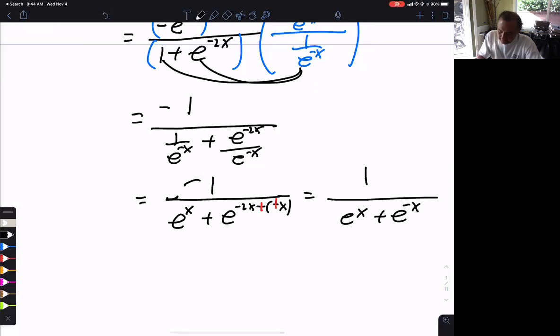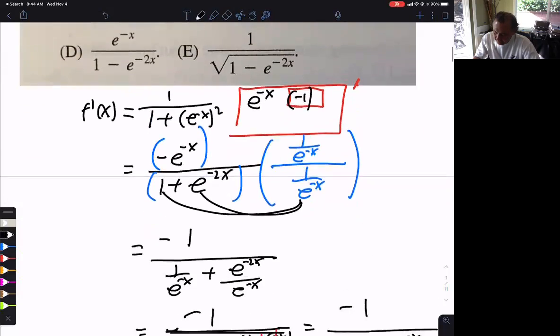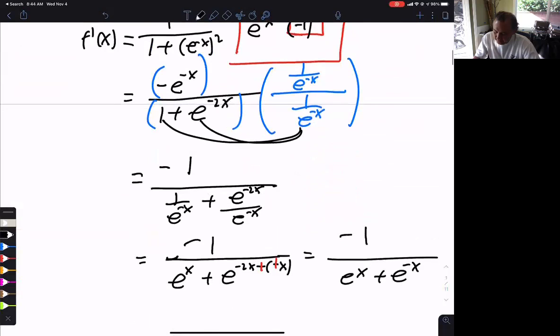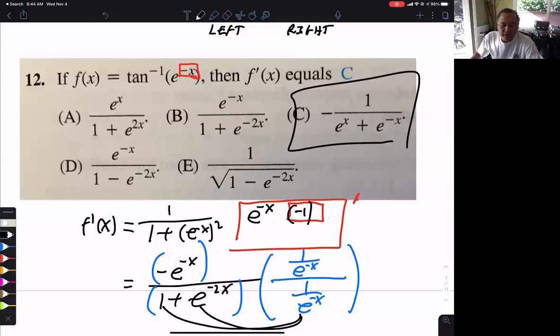And I forgot my minus sign. I think that matches that last answer, C. Yes, it does. You see? And there is my answer.